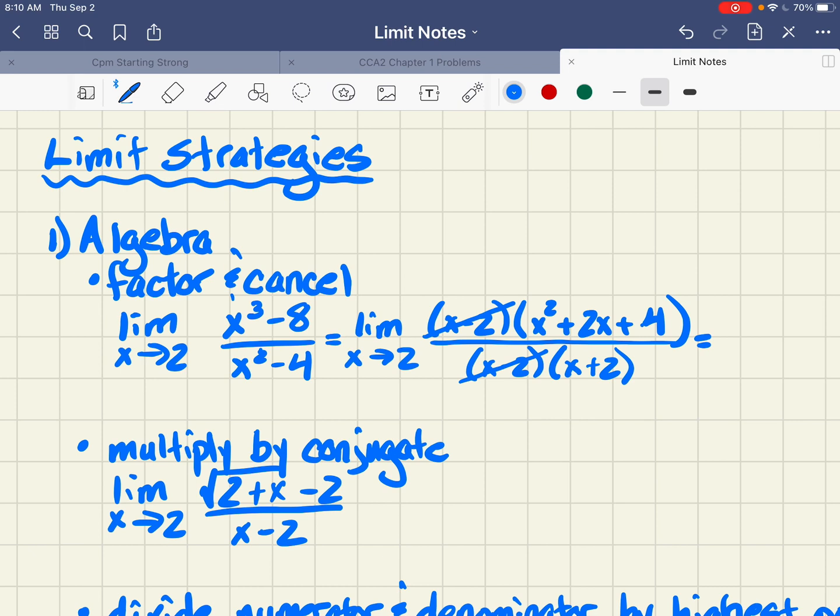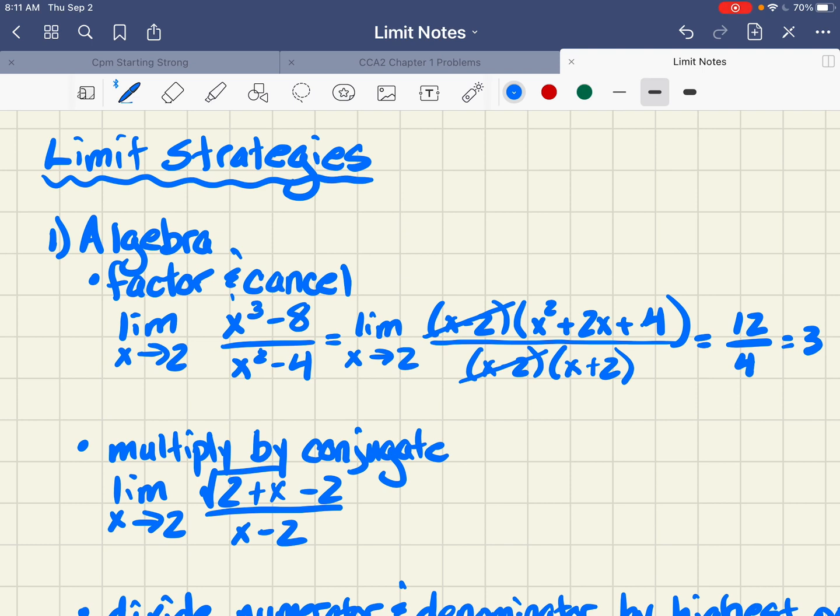If we cancel those two zeros that were identical, we see that in the numerator we have 2 squared plus 2 times 2 plus 4. So we have 12 over 4, or 3. So this reveals that once the parts that were approaching 0 cancel, we're left with a 3. So that's why factoring is a nice strategy.